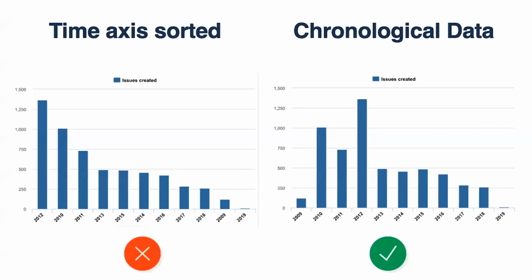All right, line number 4, going against conventions. Can you spot what's wrong with the chart on the left? Yeah. So the time axis should always run on the horizontal axis, and you should never sort time data.